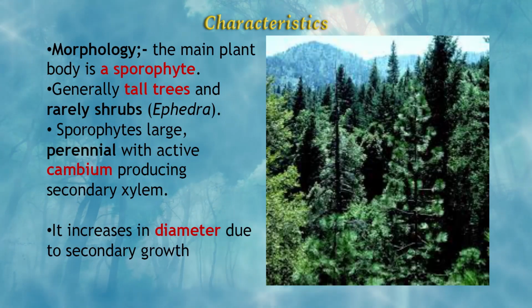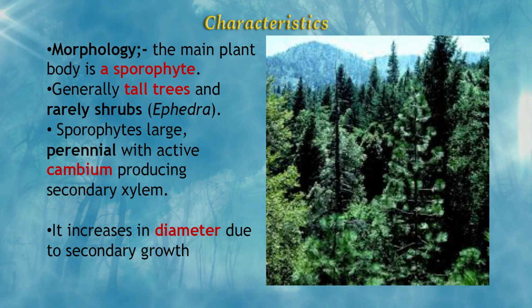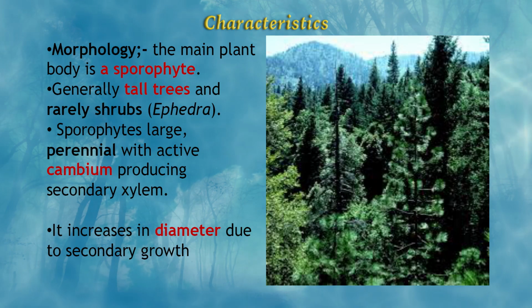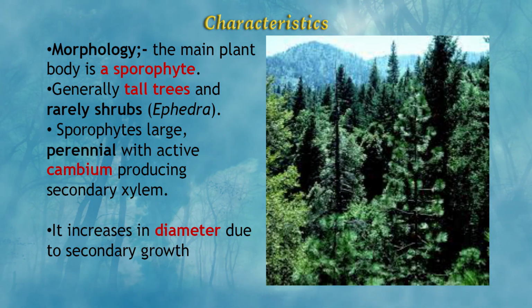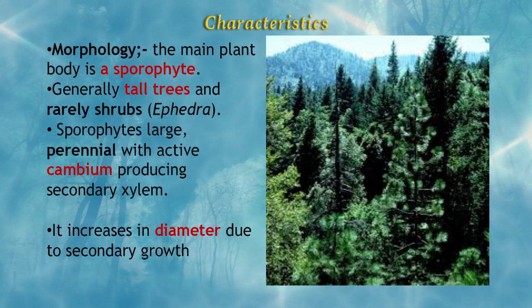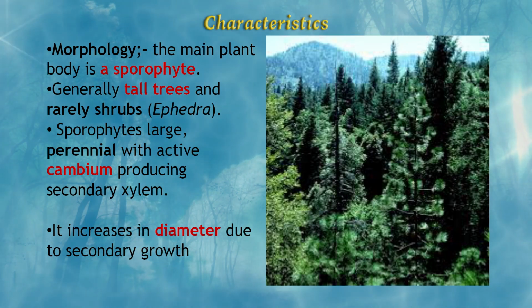This is the main difference between angiosperms and Gymnosperms: we find naked seeds in Gymnosperms, but the seeds are enclosed in the ovary and well protected in angiosperms. So, it is a type of evolution. Let us see the morphology. The plant body is a sporophyte with stem, root and leaves, and they are very tall. Mostly they are trees, but shrubs are also found.